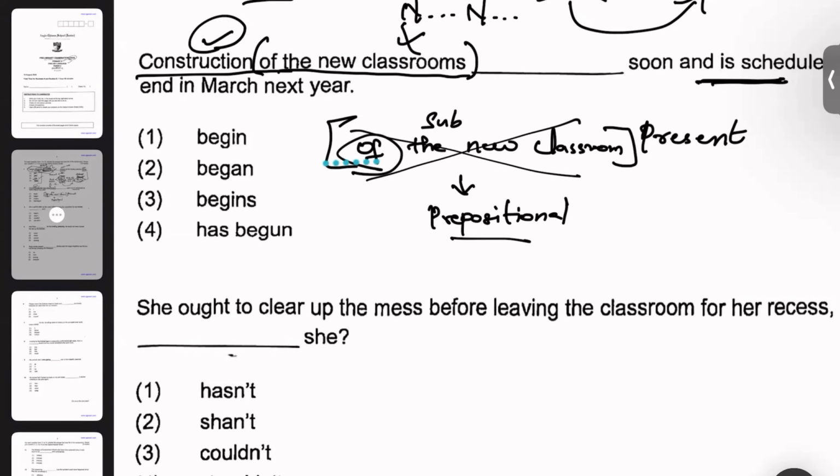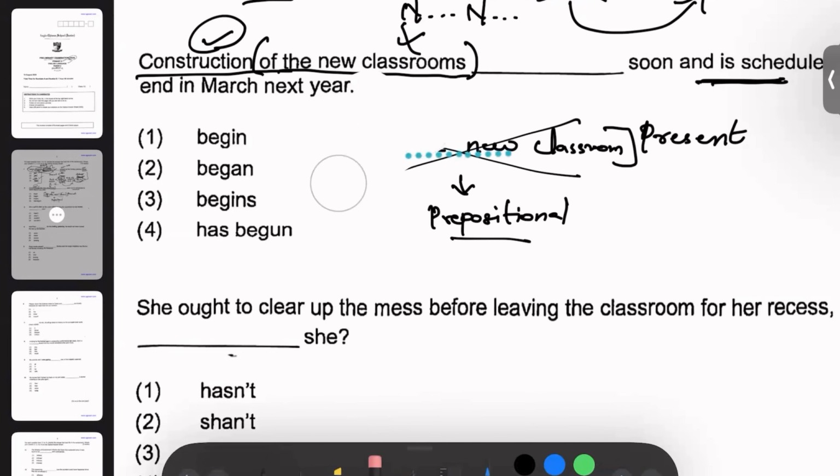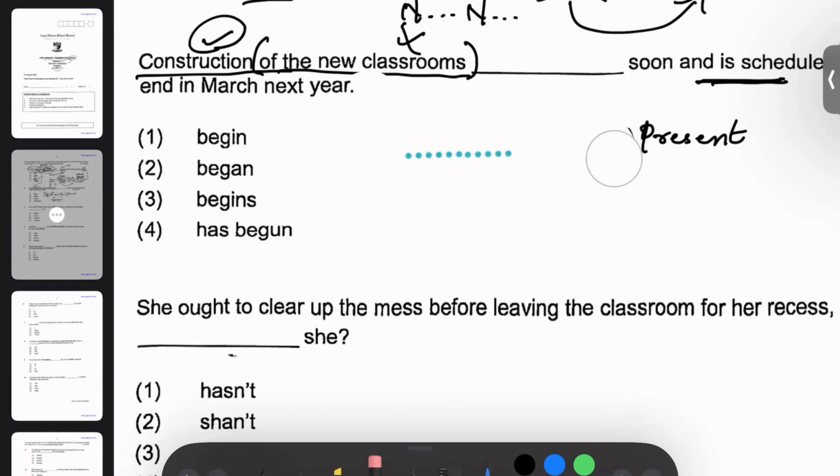So, that said, now that we clearly know what the subject is, and we also know what the tense of the sentence is, which is present tense, it is easy for us to eliminate began, which is a past tense, and has begun, which is also a past perfect tense. Now, the options that are left are begin and begins.